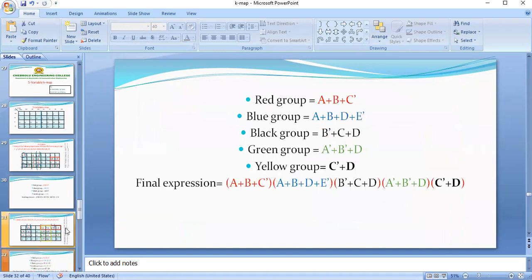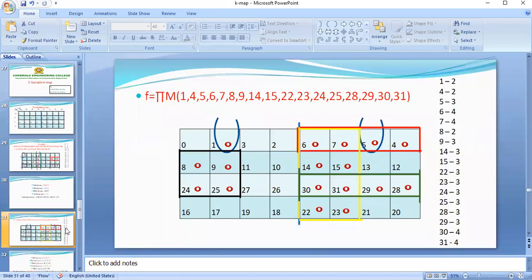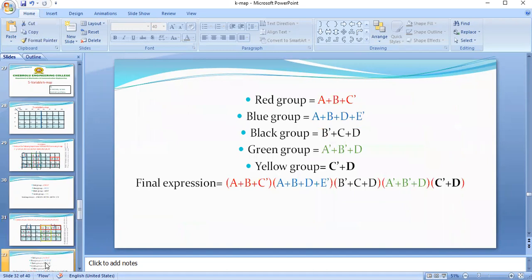Sorry, these are 5 groups. Actually, we have 5 groups: one is blue color, and black color, red color, yellow, and green color. So we have 5 groups, so we have 5 max terms. So this is the final expression, the minimized product of sums expression.